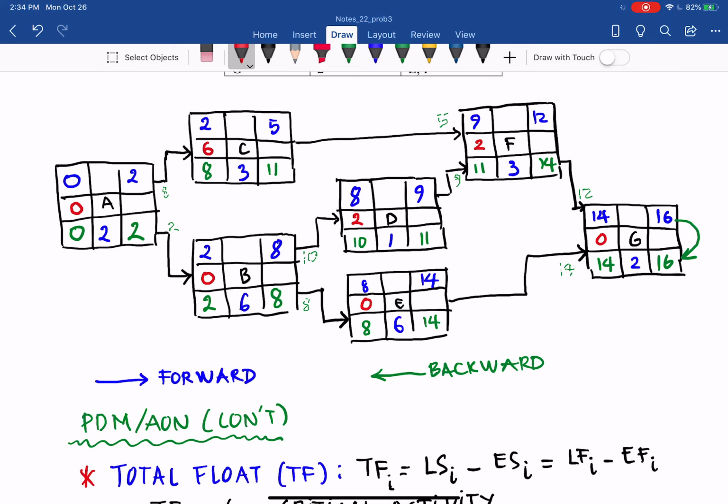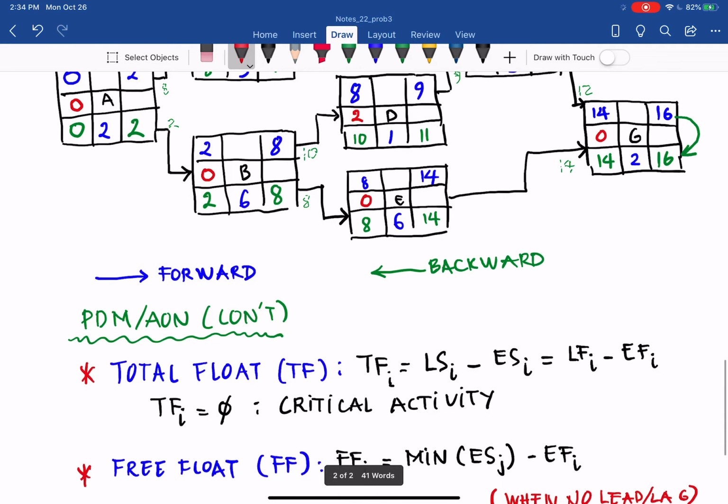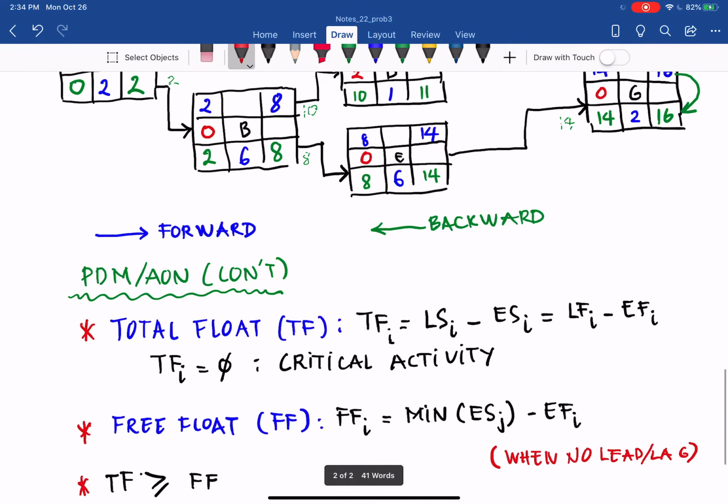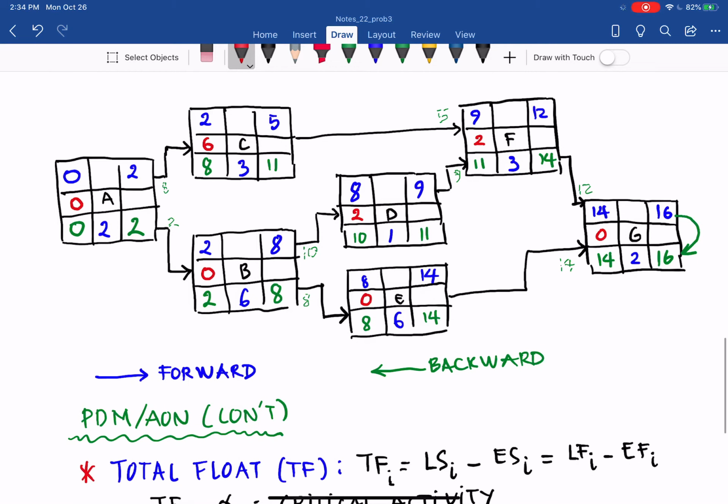For A, we want to find the middle right box, the free float. It equals the minimum of the early start of the successors. The two successors for A are C and B. The early start of C is 2. The early start of B is 2. The minimum of 2 and 2 equals 2, minus the early finish of activity A. The early finish of activity A is 2. So 2 minus 2, and you can see, it equals 0.